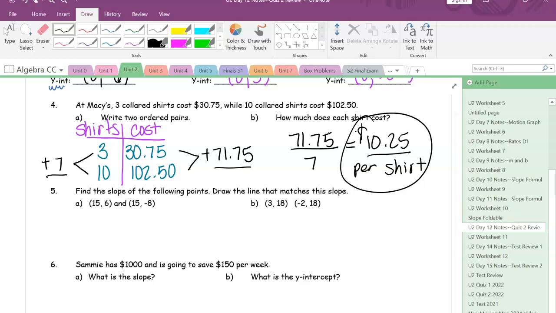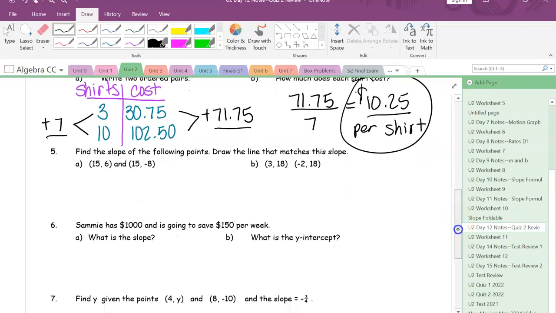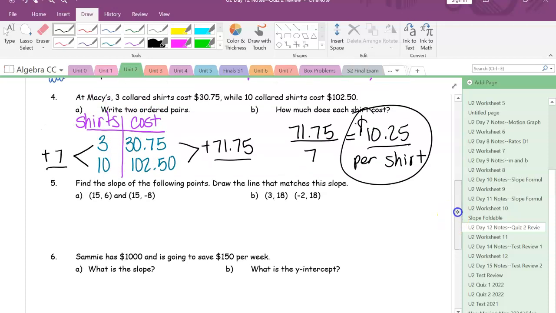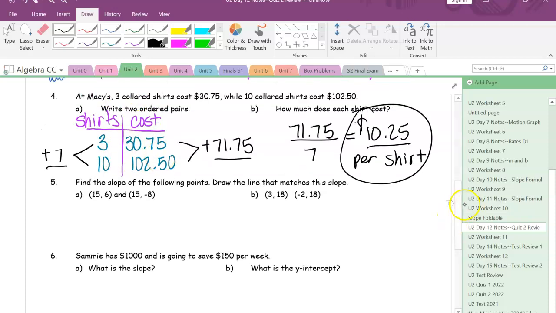All right, next we're going to find the slope of the following points. Draw the line that matches this slope. Now, you can definitely go ahead and do the slope just like we did in number 4 with your jumps. Because I already did the jumps, I'm going to go ahead and use the slope formula now. And remember, you have your foldable.